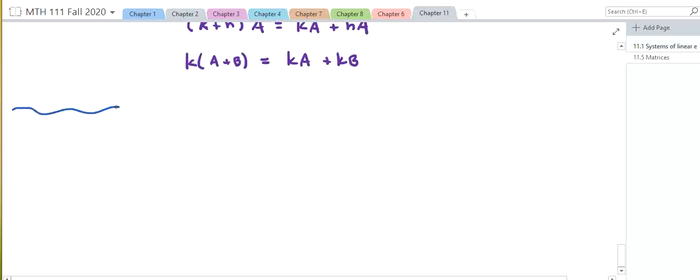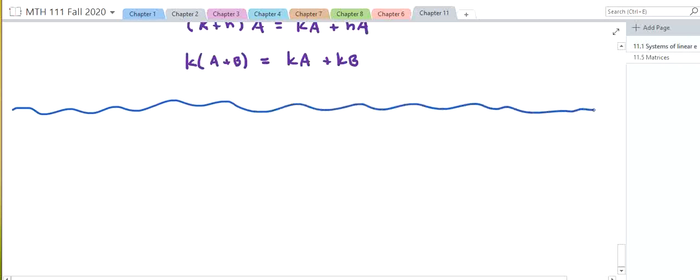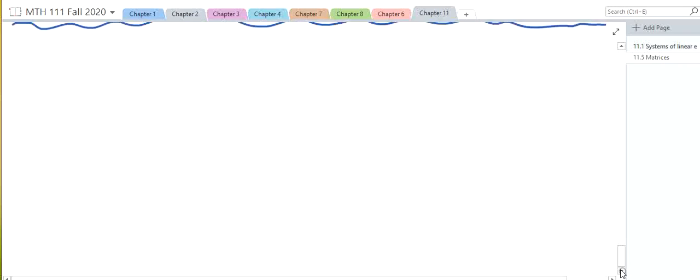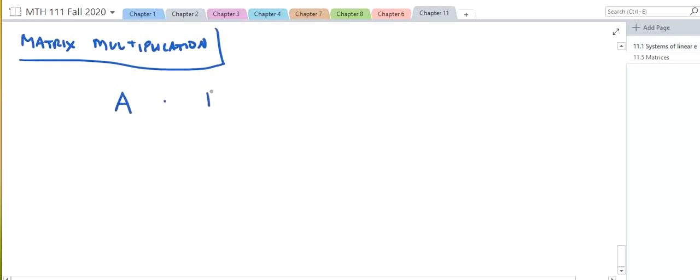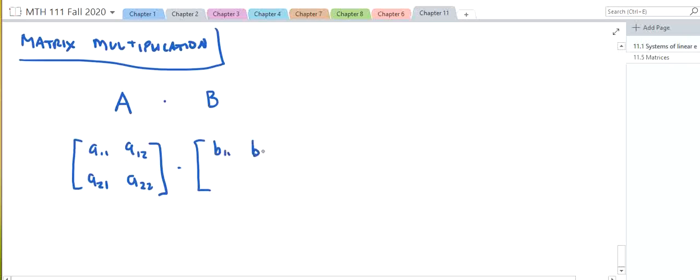Okay, so we talked about adding matrices and subtracting matrices, and then we talked about scalars and how we combine those with matrices. Let's talk about matrix multiplication now. So say we take a matrix A and we multiply it by B. Let's go with a 2 by 2 matrix here, and I'm going to multiply it by B, also a 2 by 2 matrix.